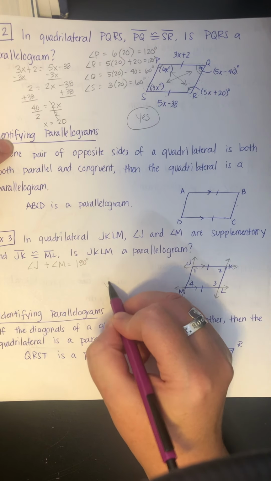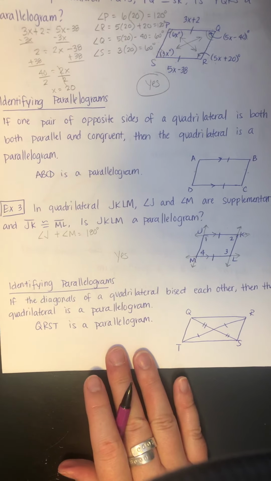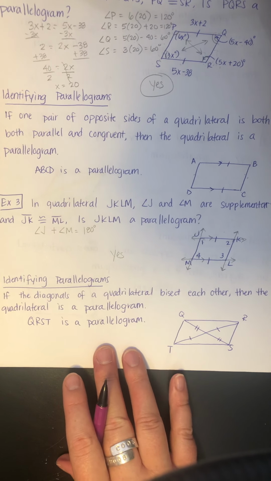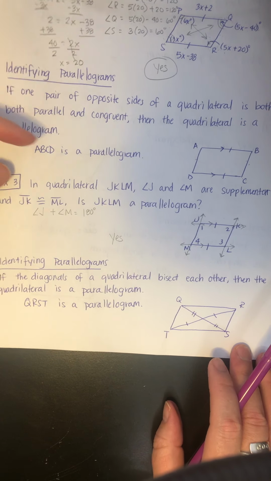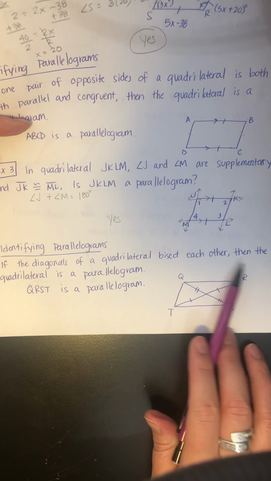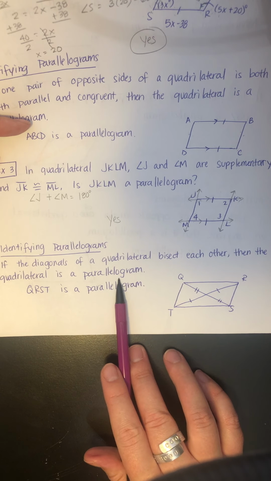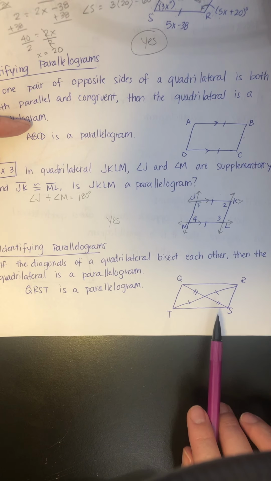So yes, JKLM is a parallelogram. Okay, next, identifying parallelograms. It's our last one. It says if the diagonals of a quadrilateral bisect each other, then the quadrilateral is a parallelogram. QRST. Bisect means to cut in half.